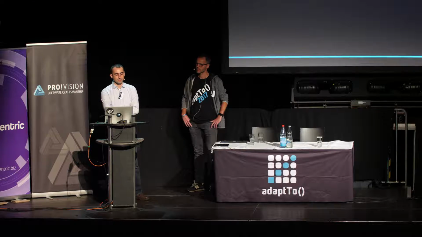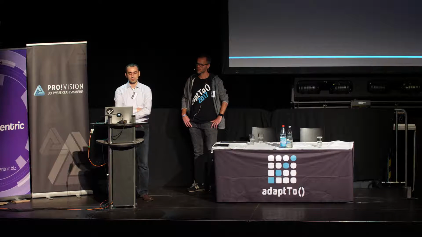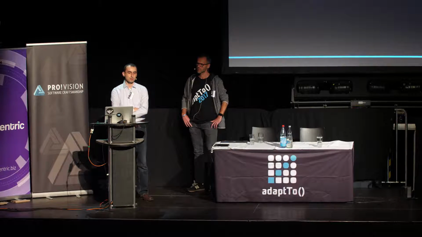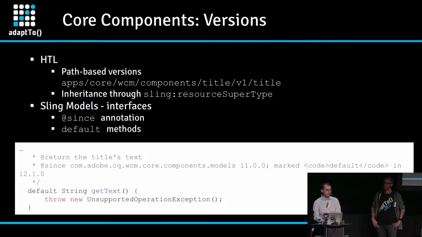For Sling models, for the interfaces, we went with default methods, and for the implementations, we went with the since annotation, so that you know from what version of the package this method is provided. We also provide the implementation for that method. So an example would be this getText, which by default in the interface is just throwing an unsupported operation exception. But since Sling models version 1.1, it's going to return a true output.